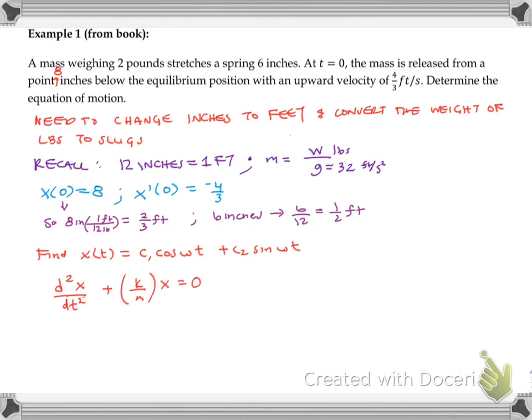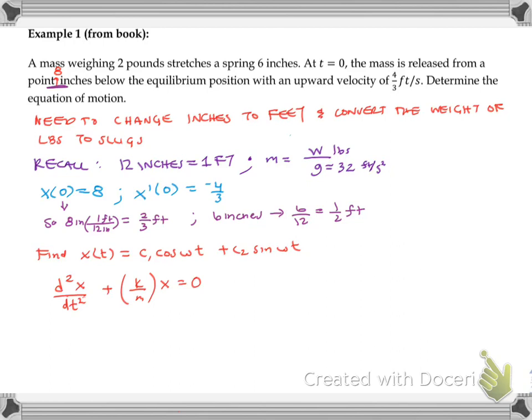So a mass weighing 2 pounds stretches a spring 6 inches. At t equals 0, the mass is released from a point, and I forgot to write it in the notes, so it should be 8 inches below the equilibrium position with an upward velocity of 4/3 feet per second. Determine the equation of motion.